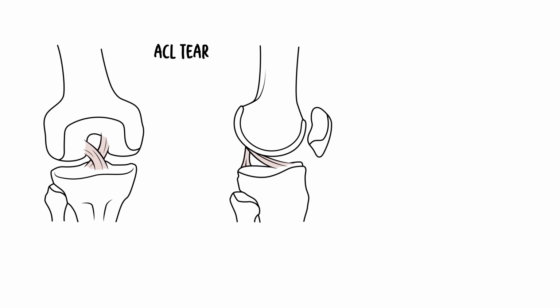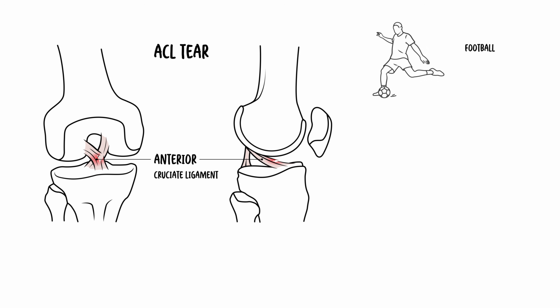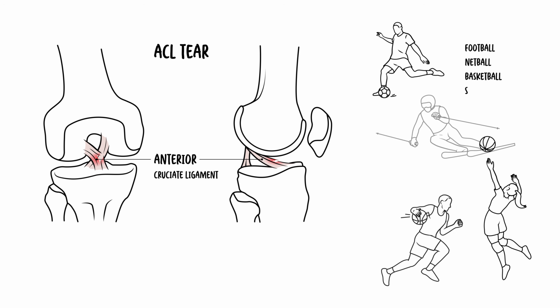In this video, we're going to talk about ACL tears. So ACL is the anterior cruciate ligament. A tear of the ACL is one of the most important traumatic knee injuries to recognize, particularly in athletes involved in pivoting sports such as football, netball, basketball, and skiing.